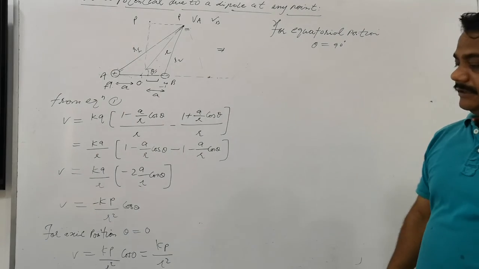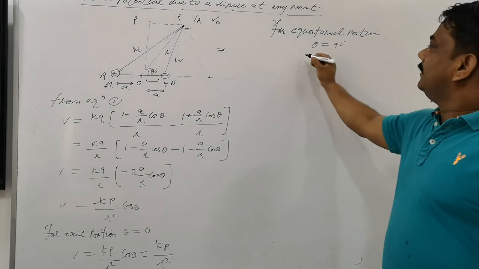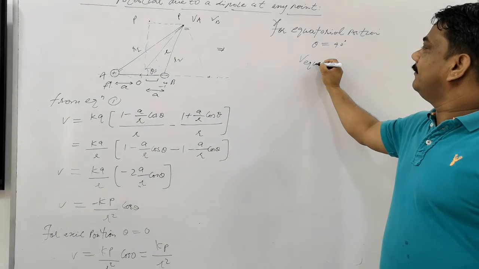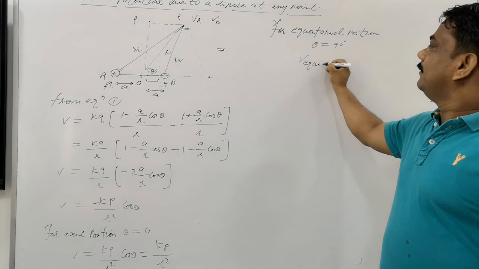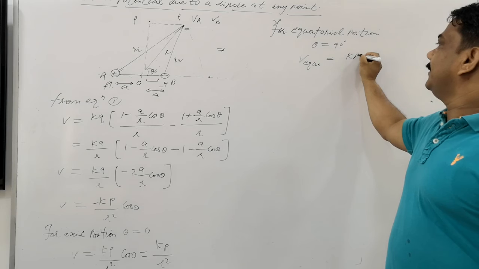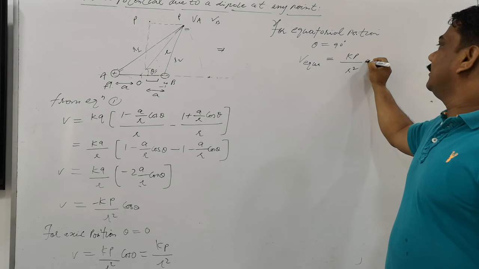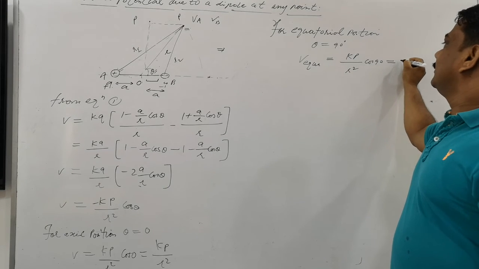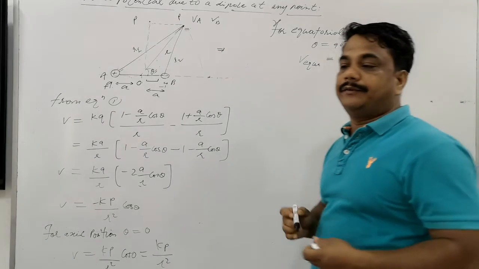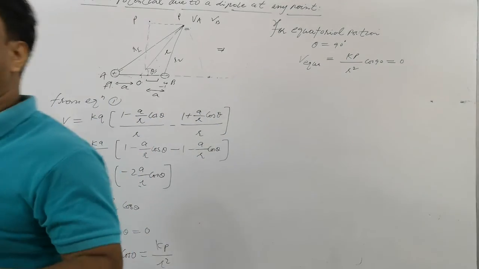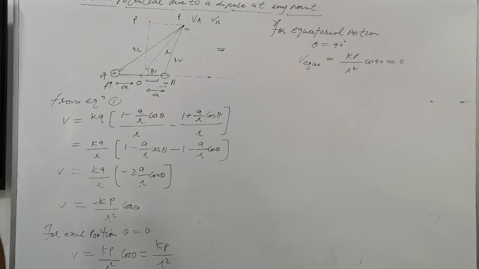The expression for that is Kp by R square. And for the equatorial position, V is equal to what? Kp by R square and cos 90. Cos 90 is what here? 0. So we can prove here that the electric potential at any point on the equatorial position is 0.